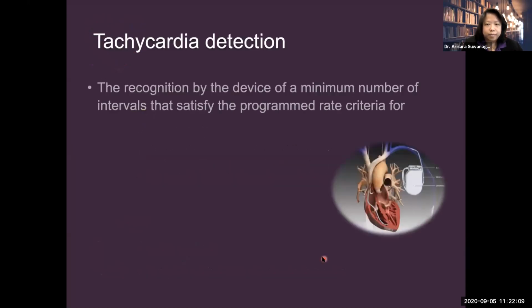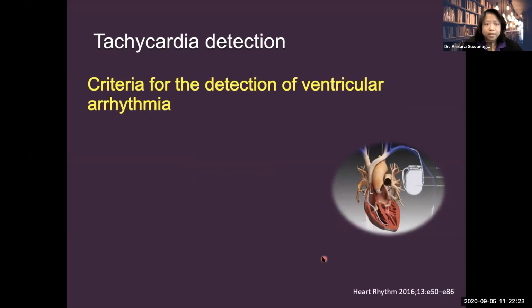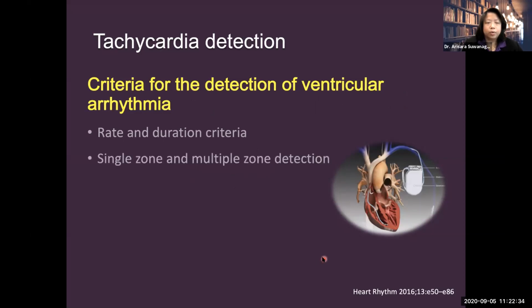For the EGM, we need to detect the same as the EKG, but the device needs to detect it well. It needs to detect whether it's fibrillation, VT, or sinus rhythm. It has to make sure that it knows right. So they have criteria for the detection of ventricular arrhythmia. These criteria are the rate and duration criteria, and we set up the zones for detection.